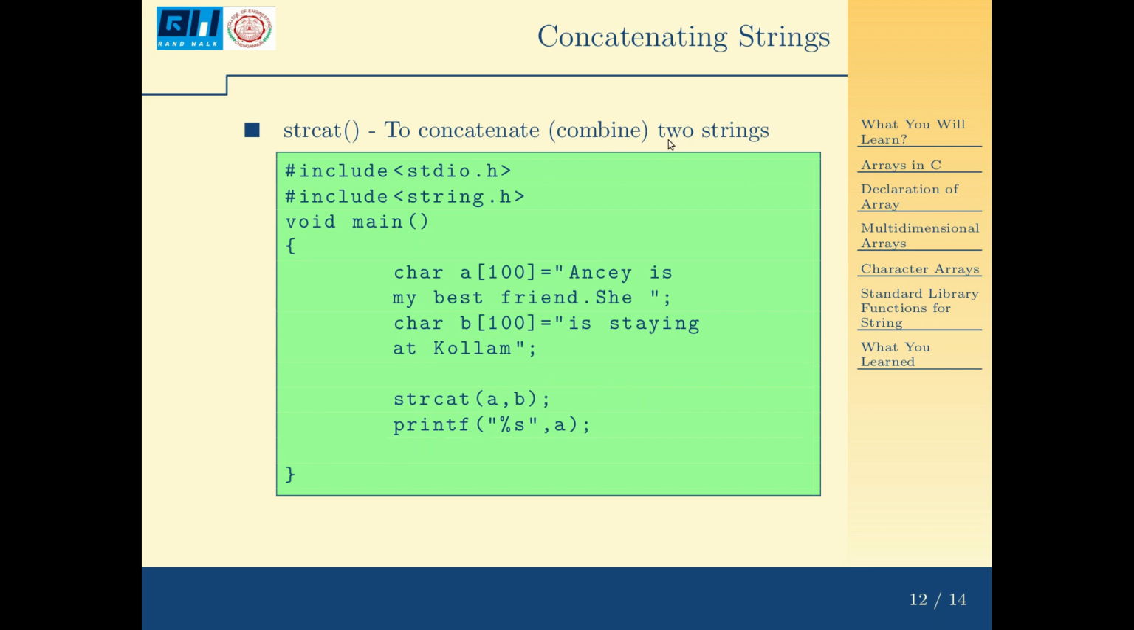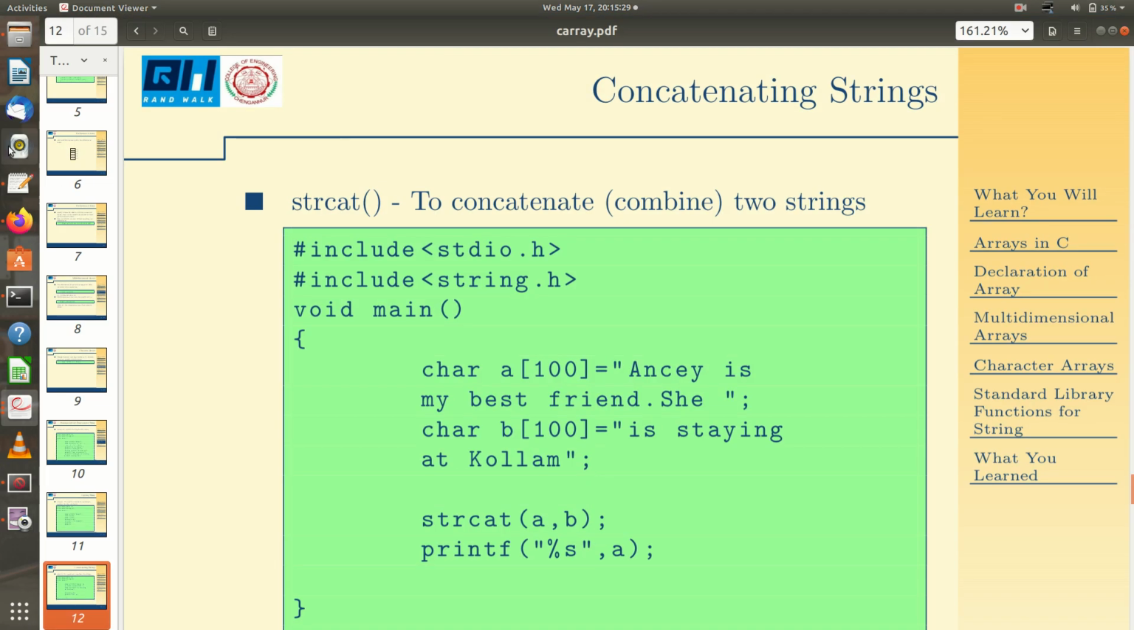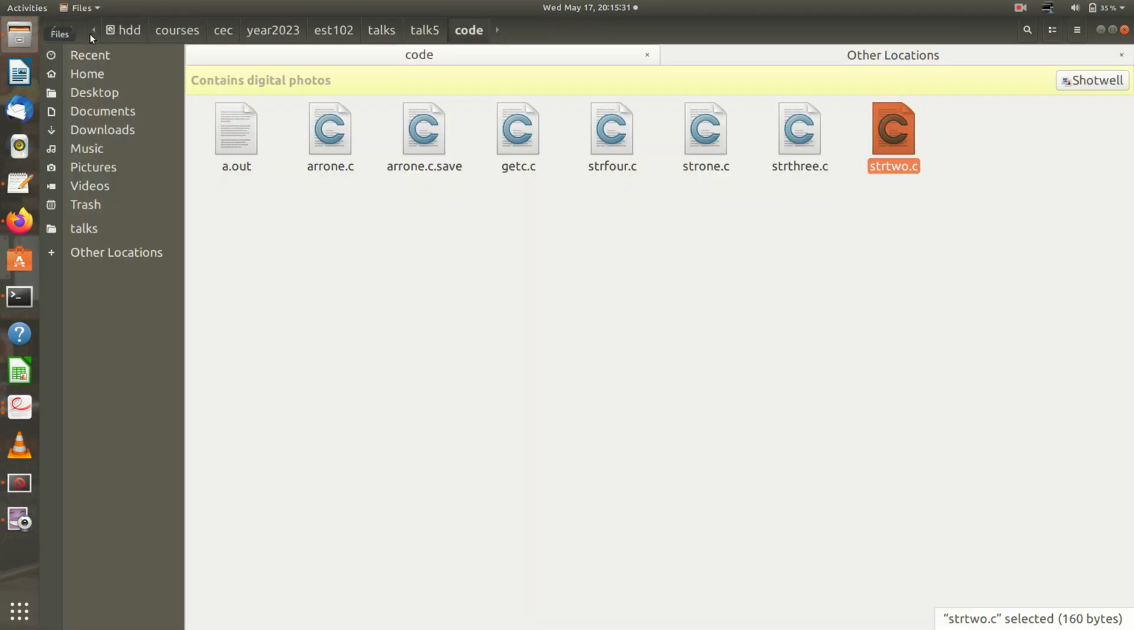Then for concatenating or combining two strings, I can use strcat. So like I have one character array here, ANSI is my best friend, she, and this string has stopped there. Then I have character array B of size 100, is staying at home. Now when I say strcat(A, B), the character arrays will be combined. That is strcat, concatenating strings. strcat is used for concatenating strings.